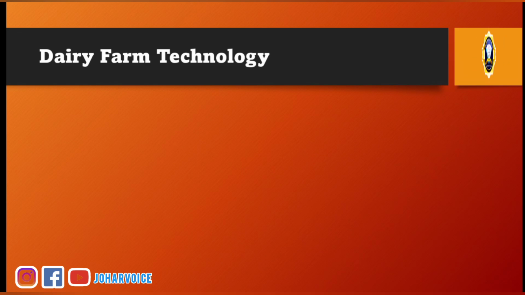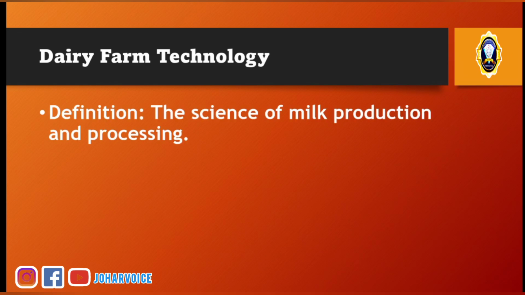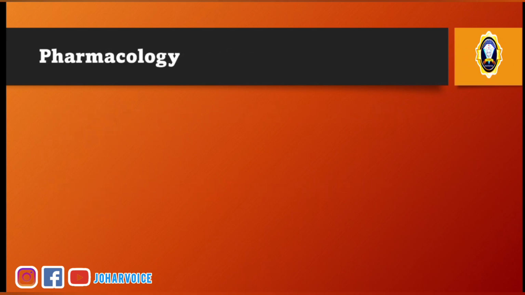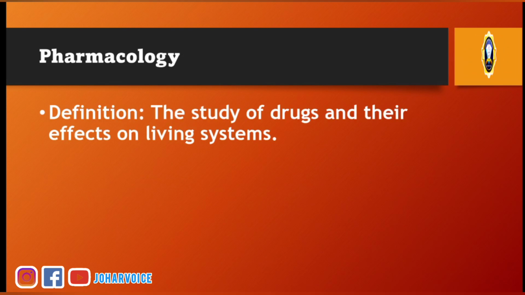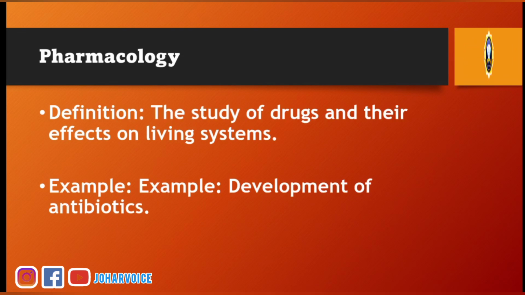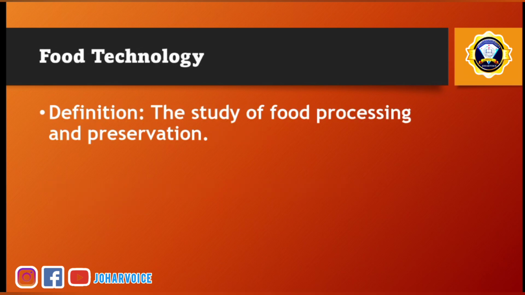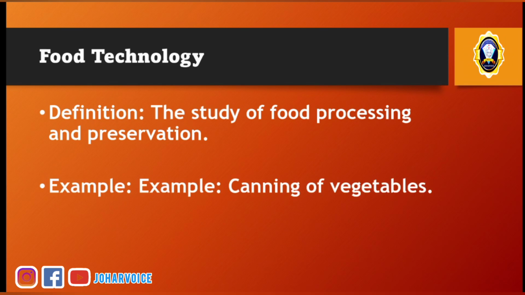Dairy farm technology, the science of milk production and processing. For example, making cheese and butter. Pharmacology, the study of drugs and their effects on living systems. For example, development of antibiotics. Food technology, the study of food processing and preservation. For example, canning of vegetables.